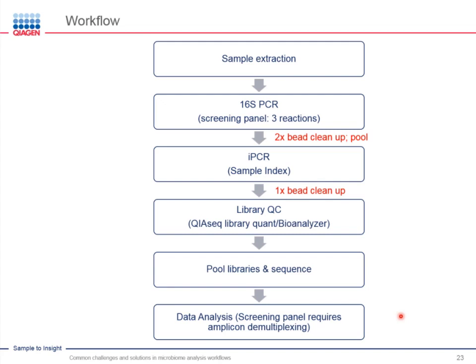Here is a short overview of how the kit works in principle. You have to extract your samples and do your 16S PCR. When you have the screening panel, as mentioned before, you have 3 reactions per sample. You have to do 2 bead cleanups, pool them, do your indexing PCR with the sample indices, do the bead cleanup, and then you have your library QC. This is a really streamlined and quick process, which allows you to standardize your sample process a lot.